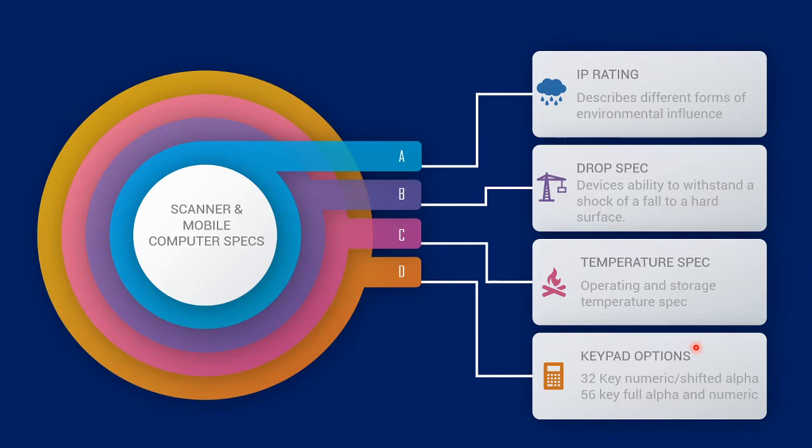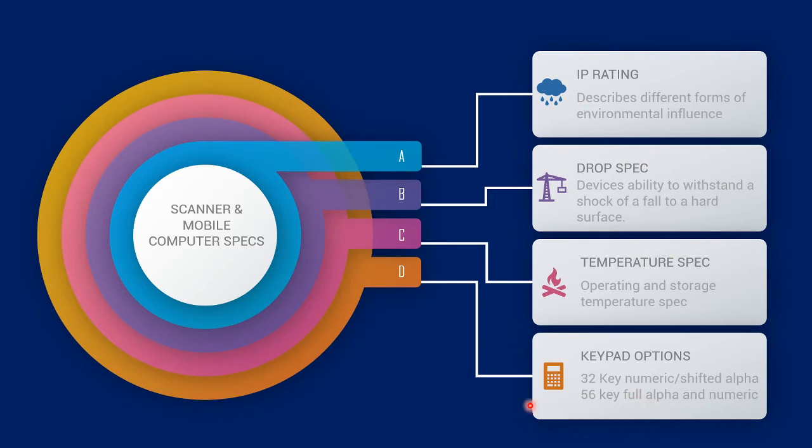And then lastly, we look at the keypad options. When referring to mobile computers, a lot of the time you have various keypad options, such as a 32-key numeric shifted alpha or a 56-key full alpha and numeric.